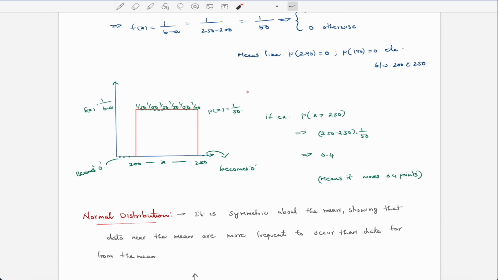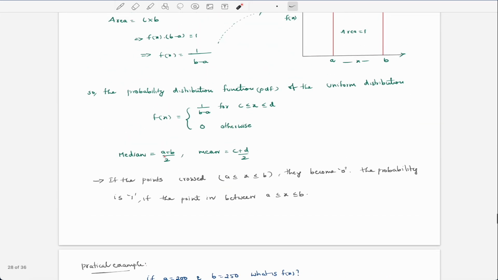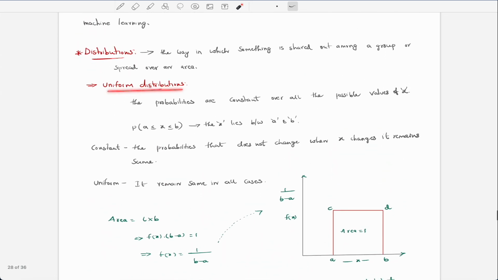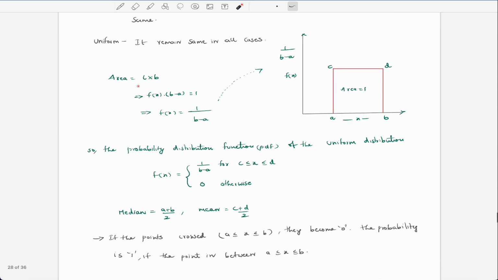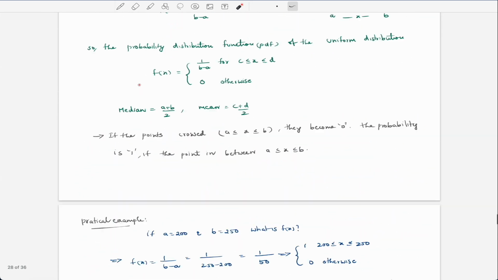For example, if the probability of x is greater than 230, we are changing the range from 200 to 230 at some point here. So the probability will change here. The line will be at 230, and this is our probability now. So 250 minus 230 into 1 by 50, which is 0.4. We simply move 0.4 points here. I hope you understand this. So uniform distribution means the probabilities are constant over all these values of x, right?